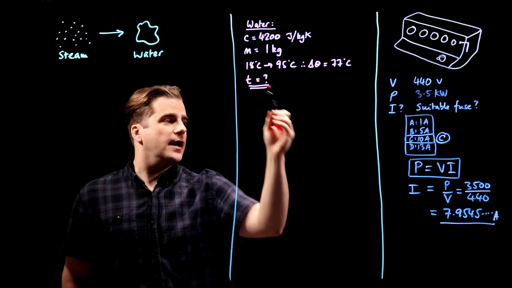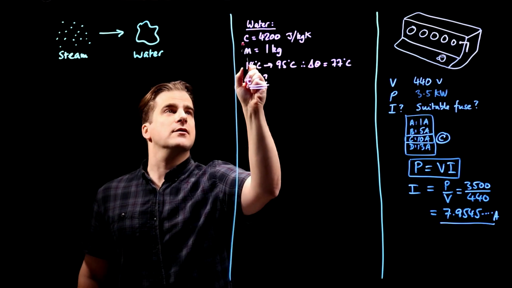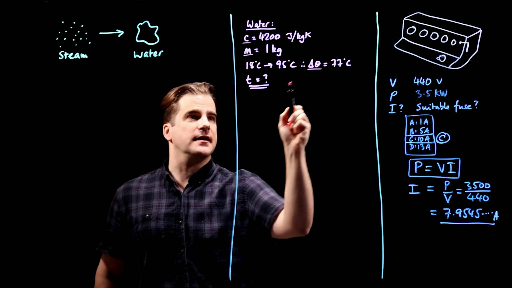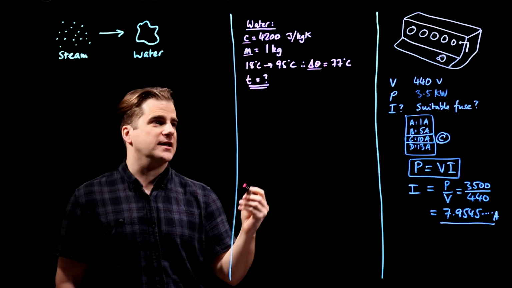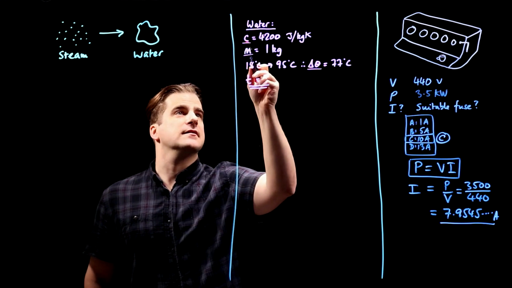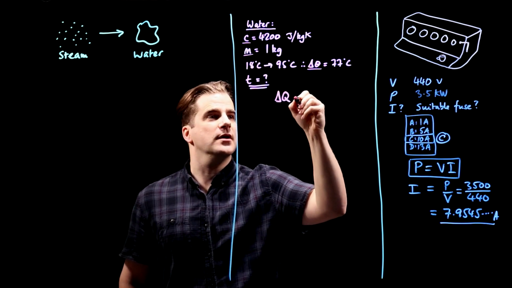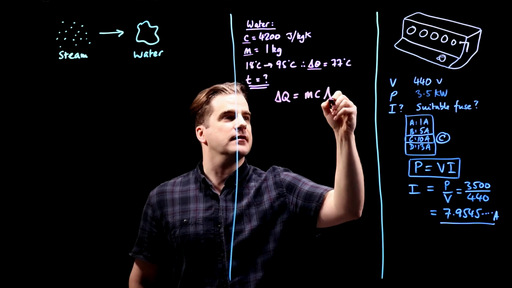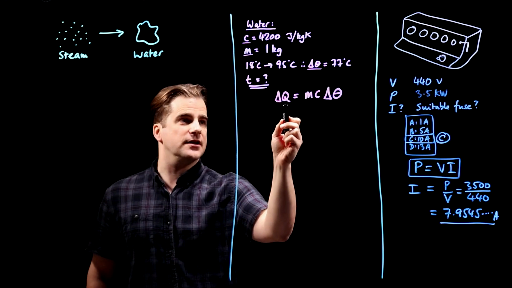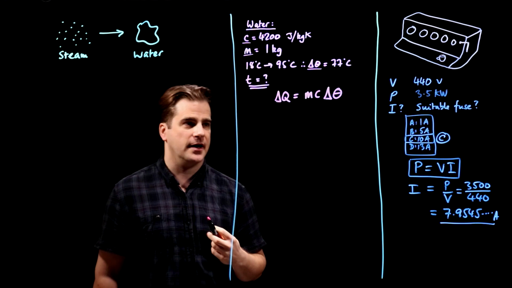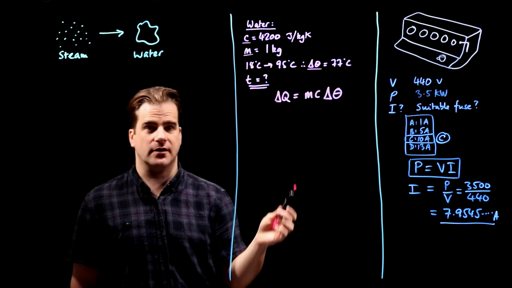So again, use this technique. It's good to write down what you know and what you want, okay? So we know C, M, and delta theta, and we want T. So the equation that they're getting at in the formula sheet is the one that links C, M, and delta theta. And it is delta Q is equal to M C delta theta, okay? Q is thermal energy, the change in thermal energy, or the rise in thermal energy. So we've got C, M, and delta theta. We can work out delta Q straight away.